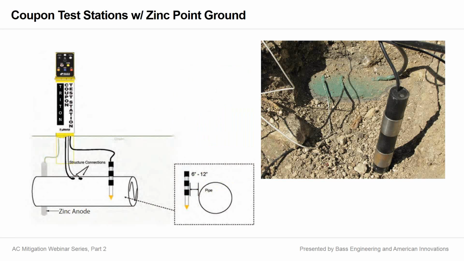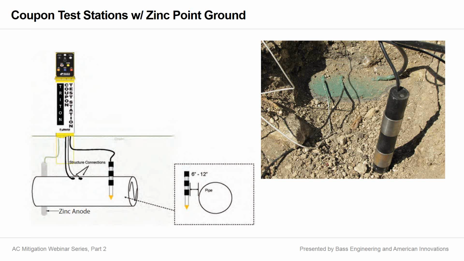I want to talk just a minute about our coupon test stations. We prefer to use coupon test stations associated with ACLM system monitoring for a number of reasons. These type test stations give us multiple ways to measure both the cathodic protection and the AC potentials, and thus the effectiveness of our ACLM systems on our pipeline.